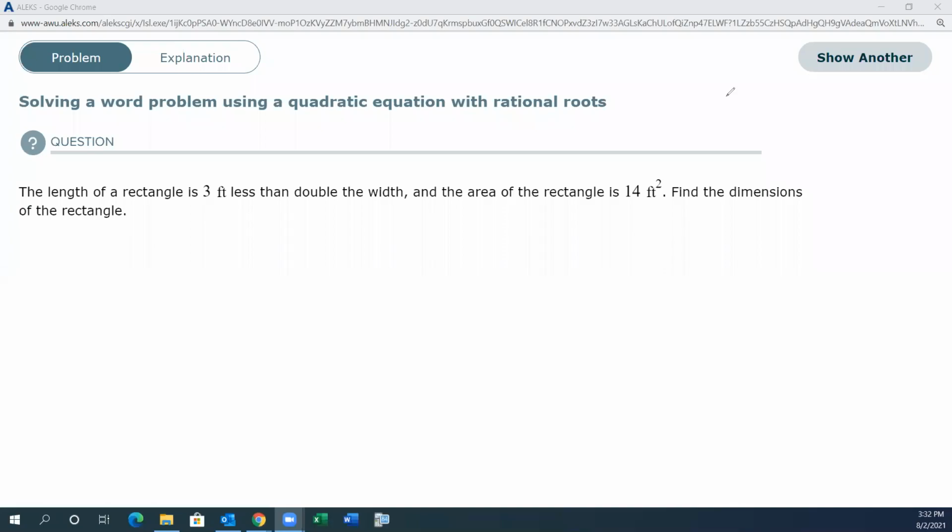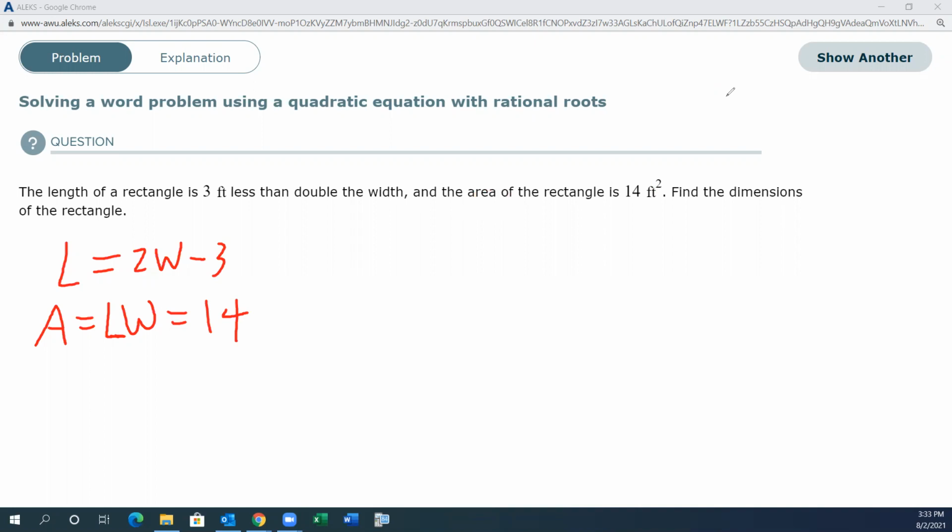Okay, so on these, we're going to really focus on translating from English to math. It says the length of a rectangle is 3 feet less than, or something reduced by 3 feet, double the width. And the area of the rectangle, which happens to be length times width, because it's a rectangle, is 14 square feet. And we know it's square feet because it's area. When you deal with area, you're dealing with square feet, square inches, square meters, square miles, that kind of thing.